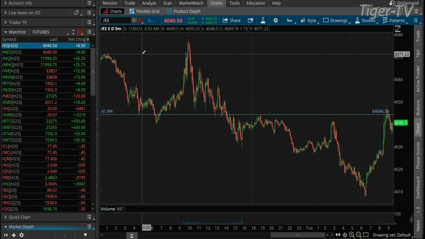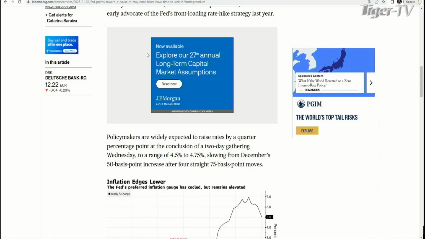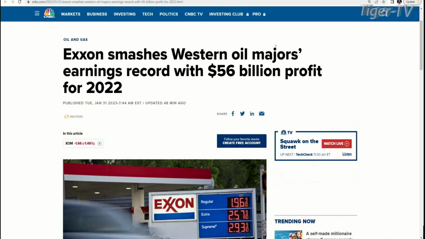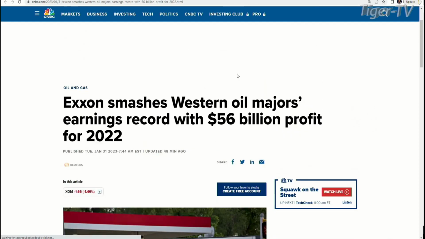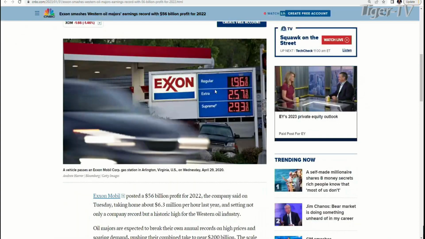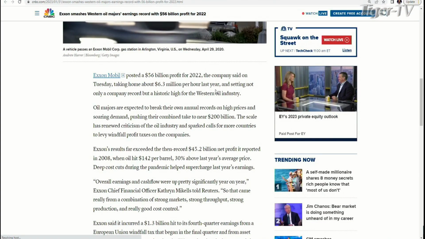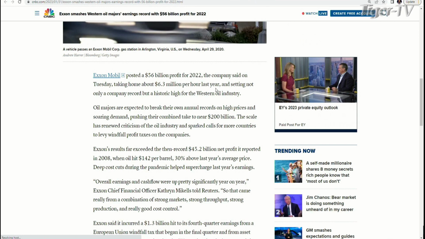Okay, we got to kick it off with Exxon. You want to talk about some cashola. $56 billion in profit for 2022. Is this the one they did it? Yes, they did. $6.3 million per hour for the entire year. That's 24 hours a day, 7 days a week, 52 weeks out of the year. Every single hour, $6.3 million.